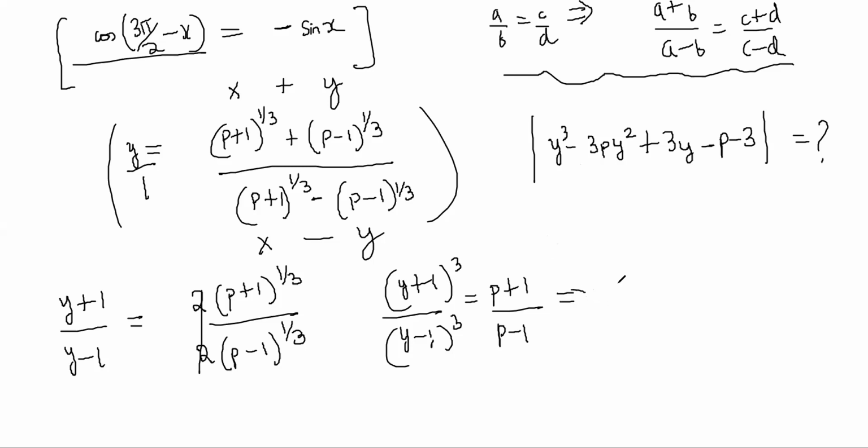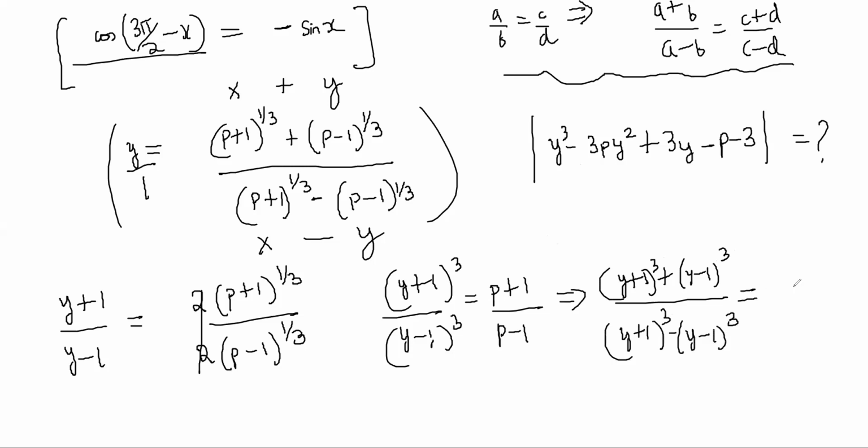Let's just do that. So it is (y plus 1) whole cube plus (y minus 1) whole cube by (y plus 1) whole cube minus (y minus 1) whole cube is equal to 2p by 2, so it is going to be p, right? So a cube plus b cube is what? (a plus b). What is a plus b? y plus 1 plus y minus 1, so 2y, into (a square plus b square minus ab). A square plus b square will be 2y square plus 2, minus ab will be y square minus 1.